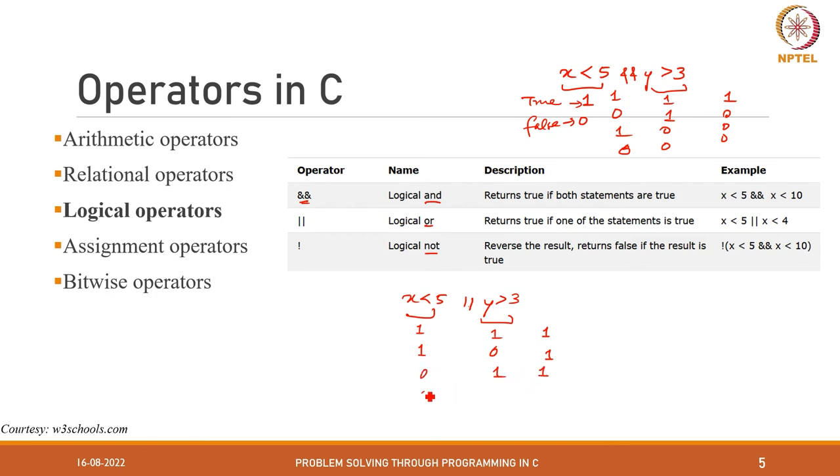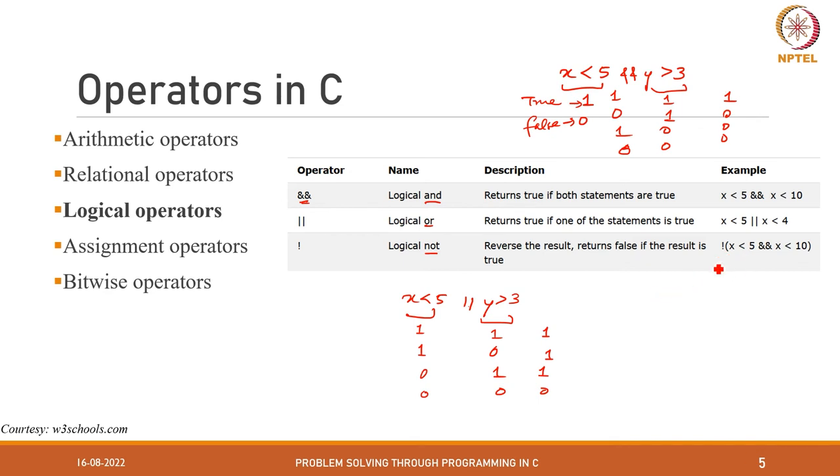If both are false, it will return a false. So in the OR operation, we see that if either of these conditions is true, then it will return a true value. Only if both are false will it return a false value. And the NOT operation just takes the opposite of whatever you have.